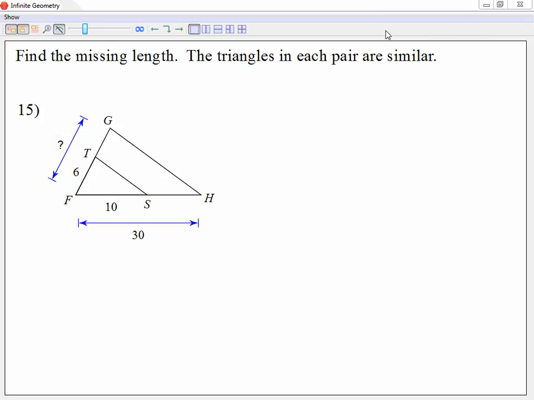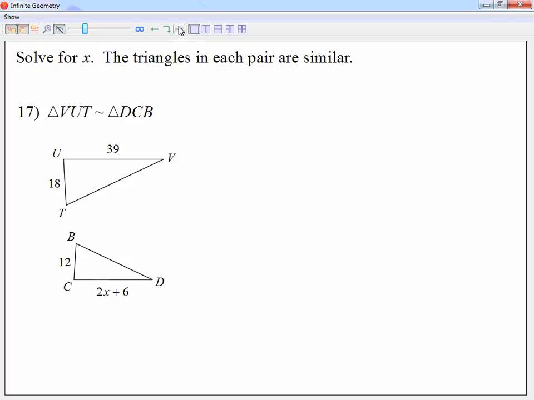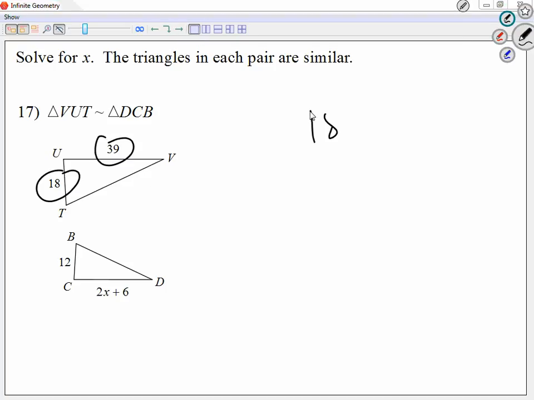Now let's take a look at number 17. The same idea is just that on 17, I'm adding a plus or minus where the x is. So from one of the triangles, my measurements are 18 and 39. We can agree that 18 is smaller than 39. For the other figure, we have 12 and 2x plus 6. We can agree that 12 is smaller than 2x plus 6.